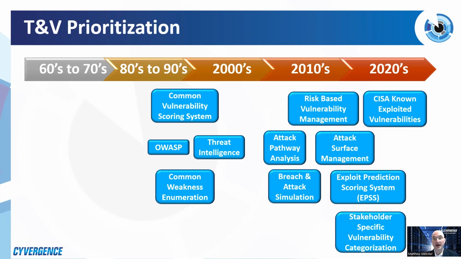So that attack surface management, I did speak about before, but that also is something that's very important. That helps with the prioritization. But then you get to things like the attack pathway analysis that I also spoke about before. That too helps with the prioritization and can be part of that risk-based vulnerability management. And of course, breach and attack simulation is another method that you could use.